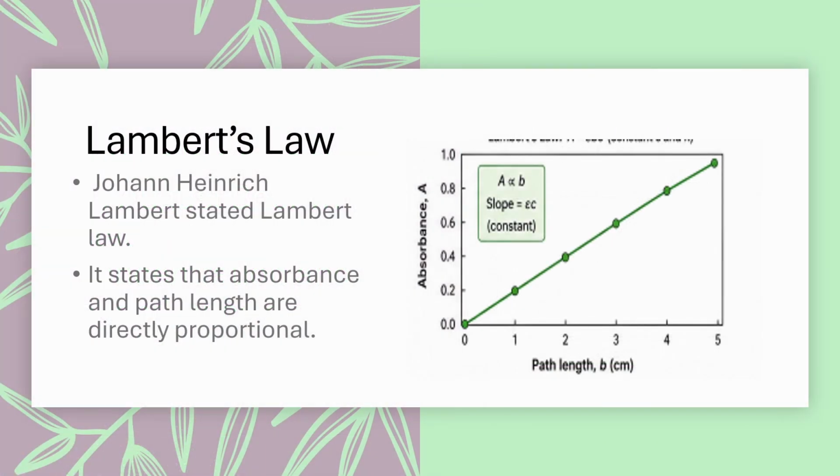Then Lambert's law, which is stated by Johann Heinrich Lambert. Now, this law states that the absorbance and path length are directly proportional to each other. This is again indicated by the adjoining graph, wherein absorbance is taken on the y-axis and path length is taken on the x-axis. And we again obtain a straight line which is inclined to the x-axis by an angle.